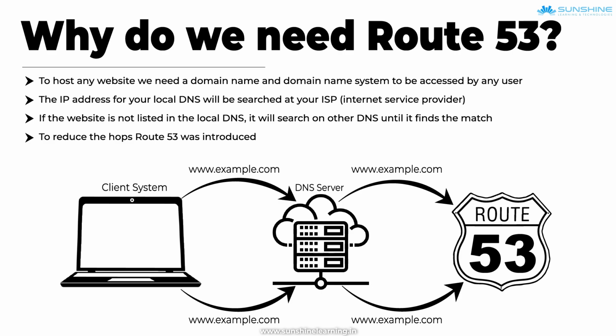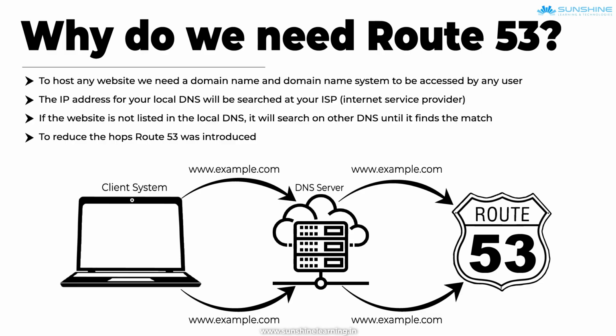So any website that is hosted on AWS will get its DNS or domain name resolved by Route 53, which will be converted to an IP address where the actual server or the web application or the website is running.